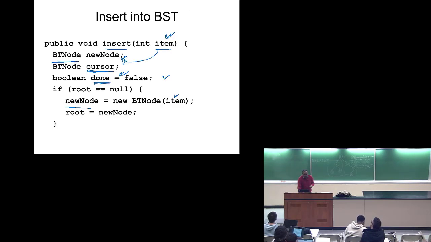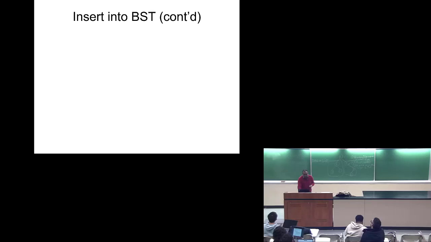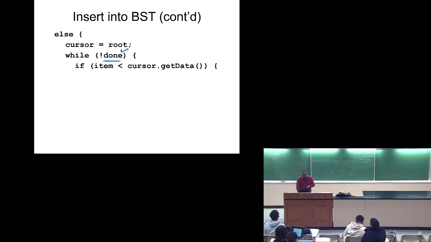Else, if that is not the case, now you need to search. Okay, so here we go. For searching, we will make use of cursor. We will set the cursor to root, and now we will start the while loop, and this while loop will search for the appropriate position, and here we are making use of the Boolean variable done. While not done, now we'll check for the condition. If the item that we want to insert is less than the cursor data, then what to do?